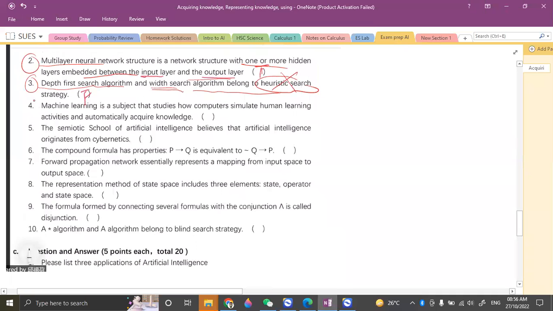Fourth one, machine learning is a subject that studies how computers simulate human learning activities and automatically acquire knowledge. Yeah, that's true. This is machine learning. It studies how computers simulate human learning activities and automatically acquire knowledge.